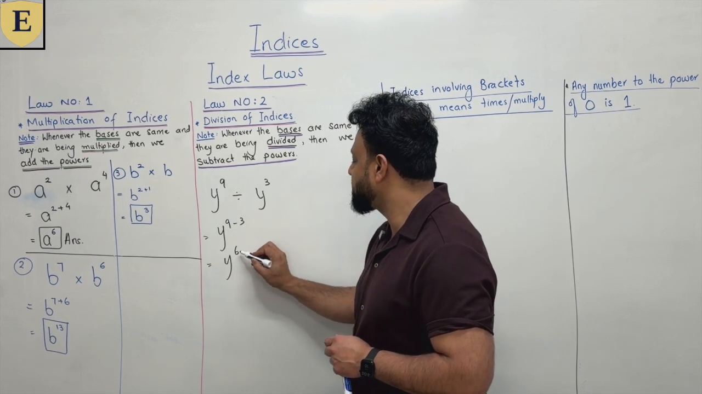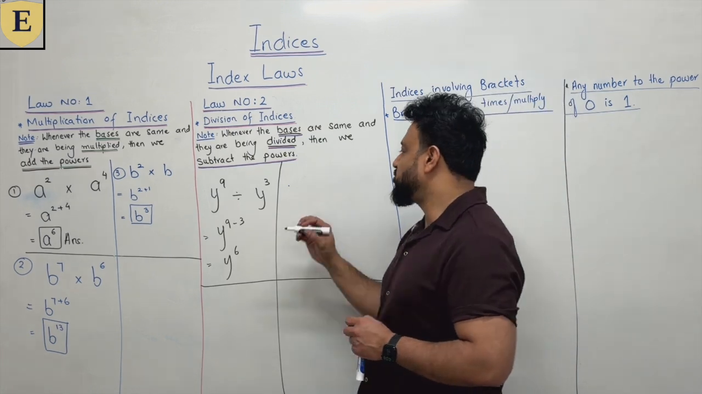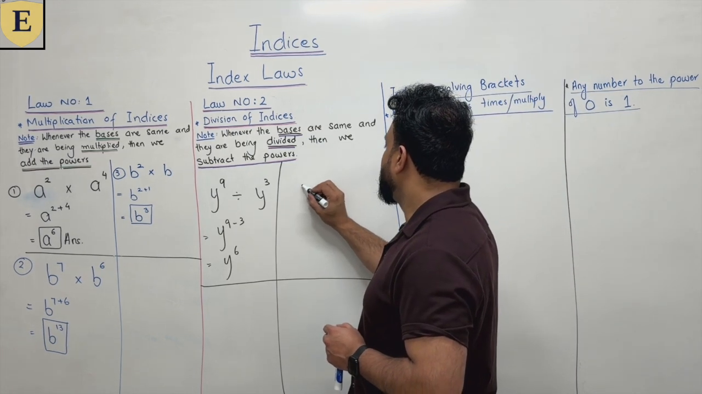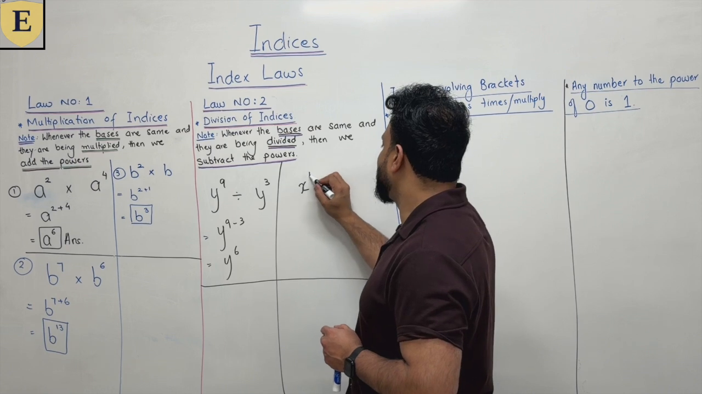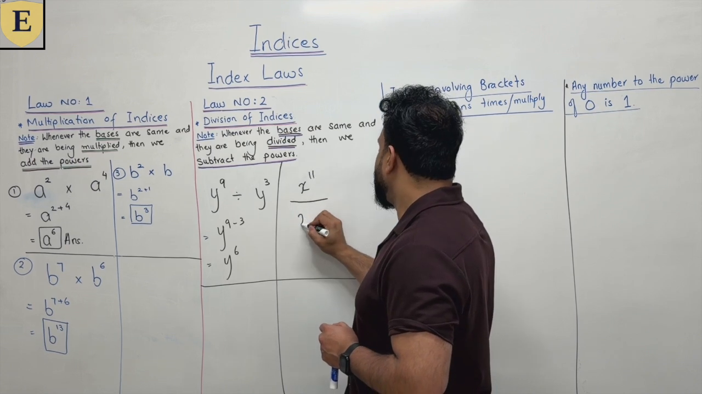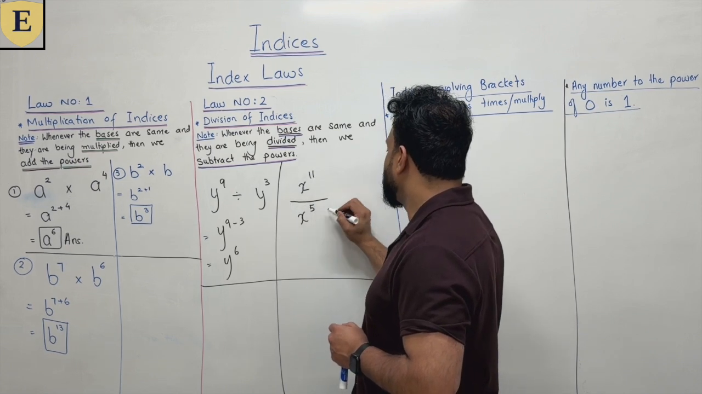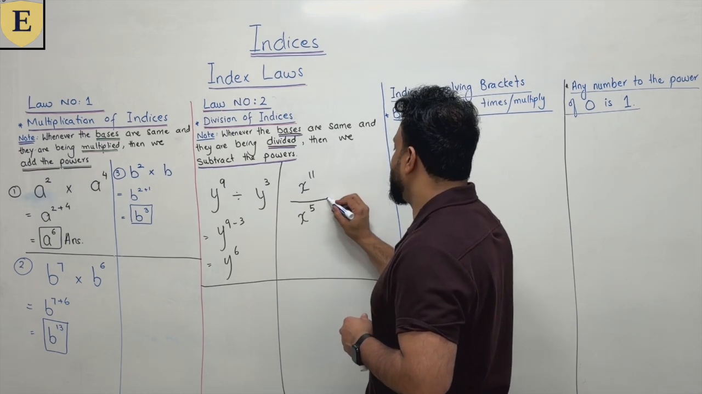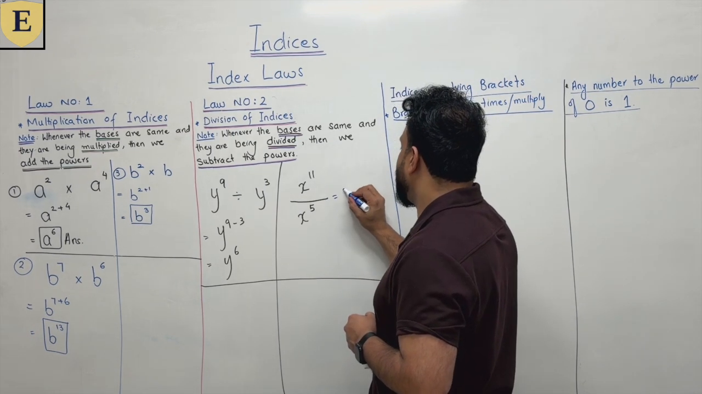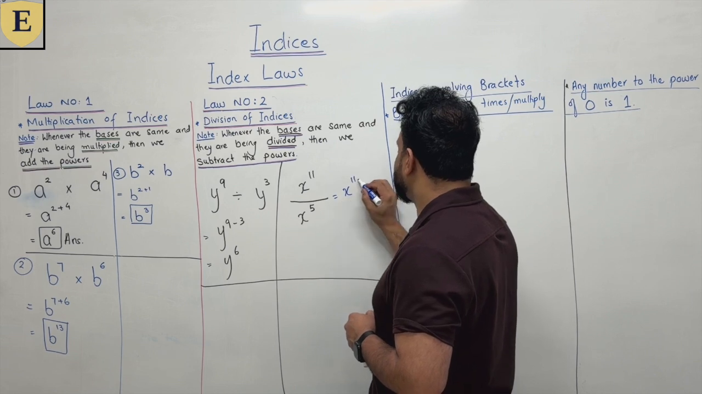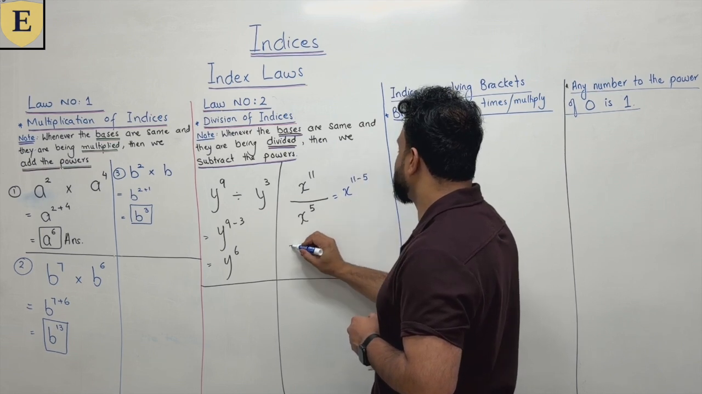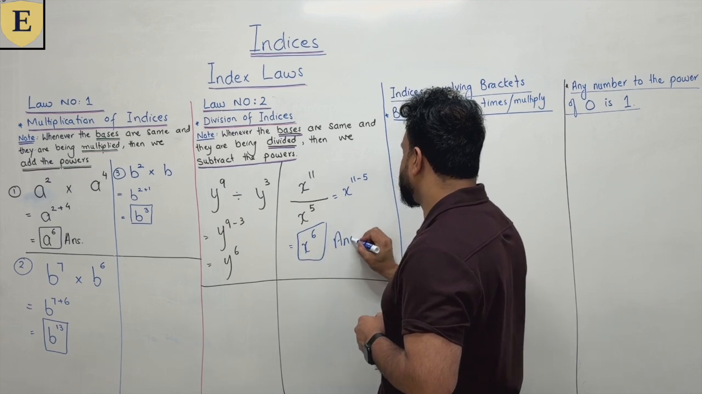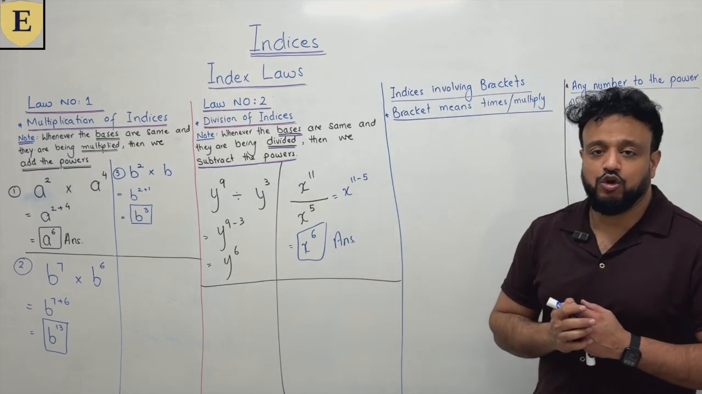and the answer is y to the power of 6. They can also ask you a question in a fraction form, and fraction also means divide. Let me explain that to you. So if they say x to the power of 11 over x to the power of 5, this line here means divide. So now I will have x to the power of 11 take away 5. The answer will be x to the power of 6. And that's my answer. I hope you understood this.